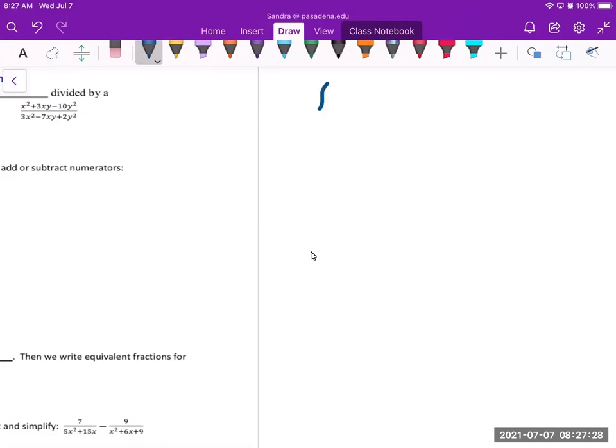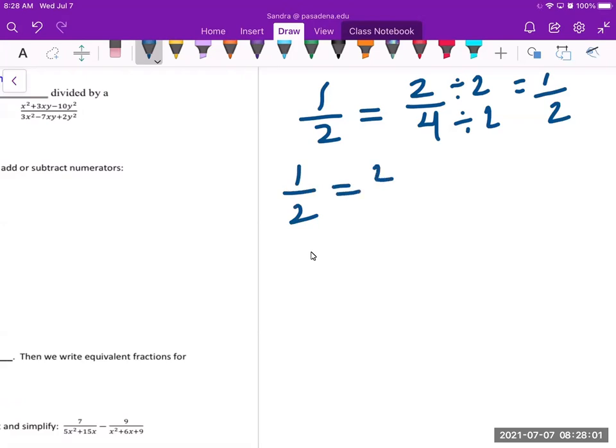You know that 1/2 is the simplified form of 2 over 4. And it's the simplified form of 2 over 4 because 2 is divisible by 2, and 4 is also divisible by 2. So they have a common factor, which is the number 2. 2 divided by 2 gives me a 1. 4 divided by 2 gives me a 2, and I get 1/2. So 1/2 is the same as 2/4, which is the same as 8 over 16.